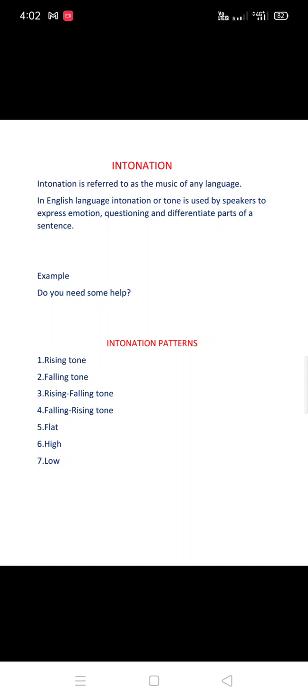Let me give you some examples. The sentence is the same here, but I am going to read it using different intonation patterns. Do you need some help? Do you need some help? Here I am using two intonation patterns, but the sentence is the same, right? But the meaning can change. Suppose I say, do you need some help? That means I want to offer help wholeheartedly.